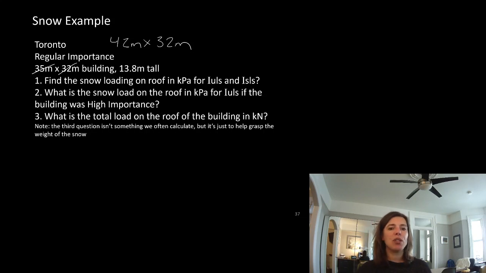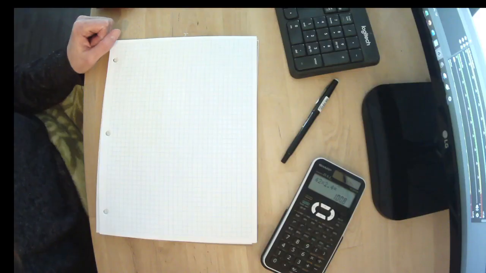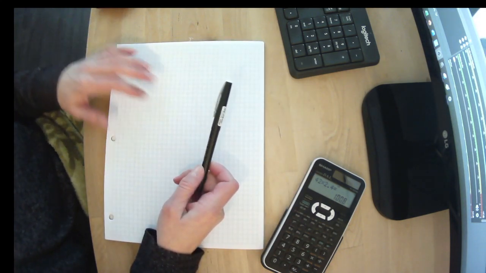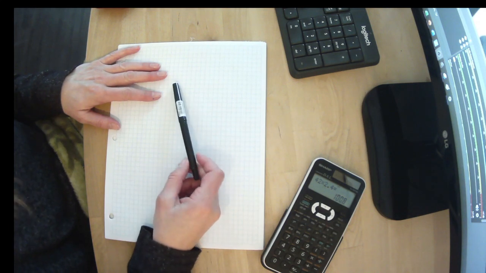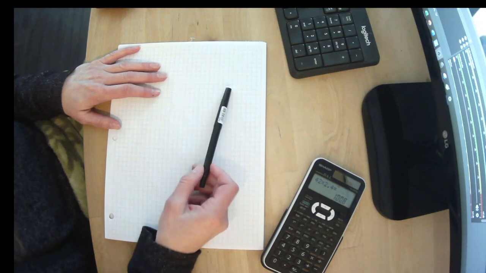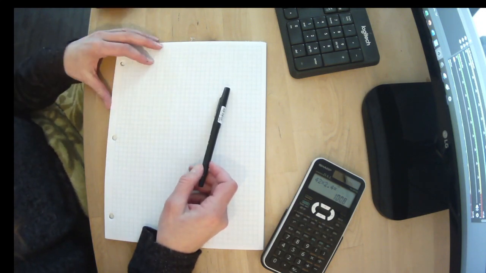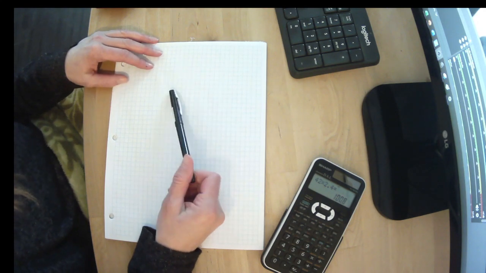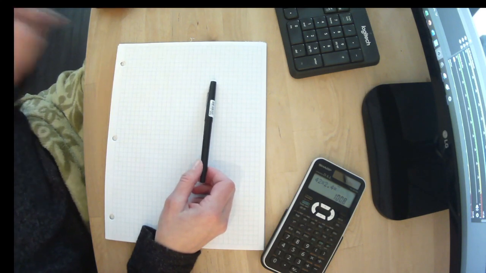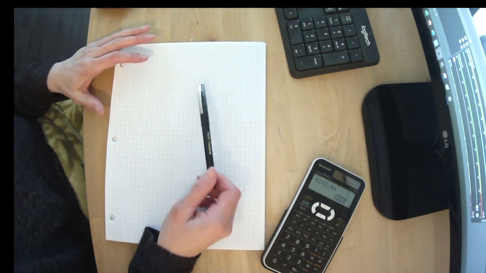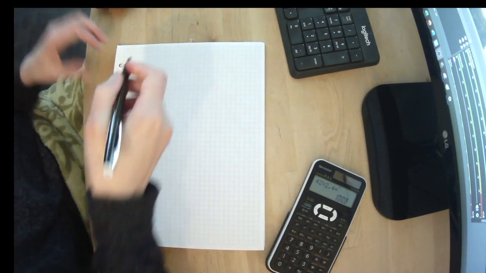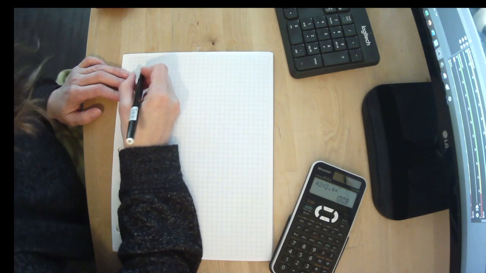So let's go through and do that calculation. All right, so for our snow load, we know that they want us to figure out what the snow load is in kPa for both our serviceability and our strength design. They also want us to calculate it for high importance in case they change the designation to high importance. And then they wanted us to find the total force in kilonewtons, even though that's not a thing we would normally calculate for a building. It's just to give you a sense of how much load that is. So let's take a look at the snow load calculations.